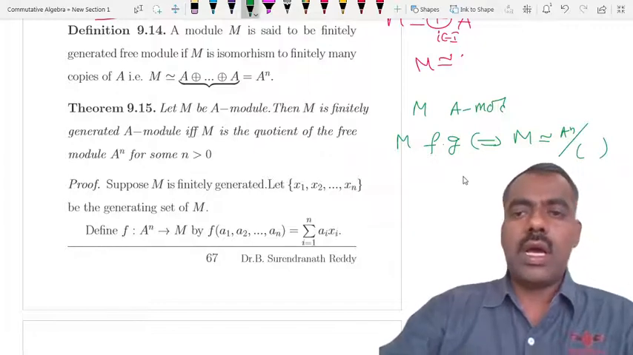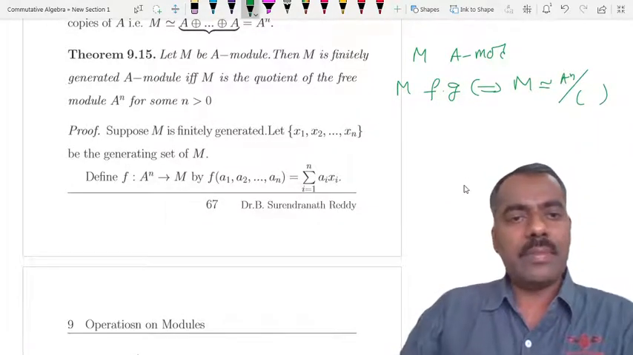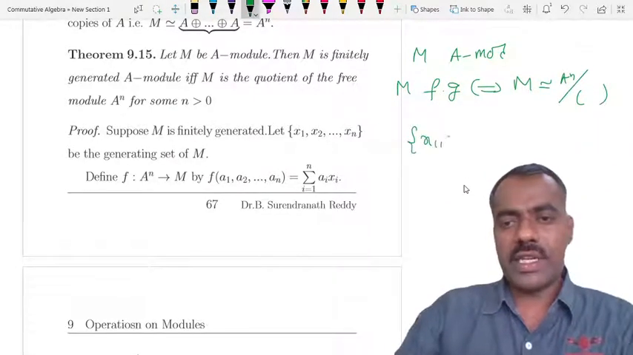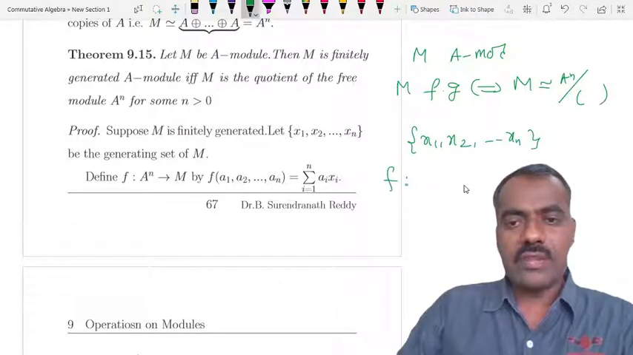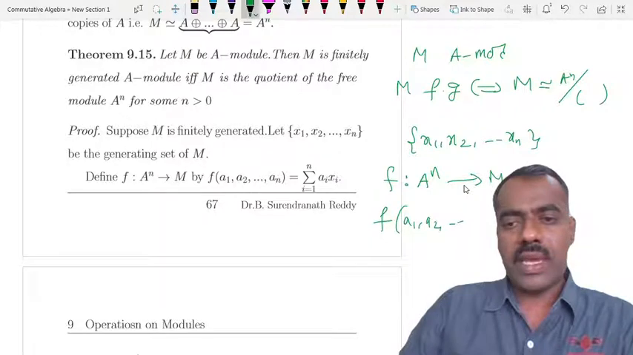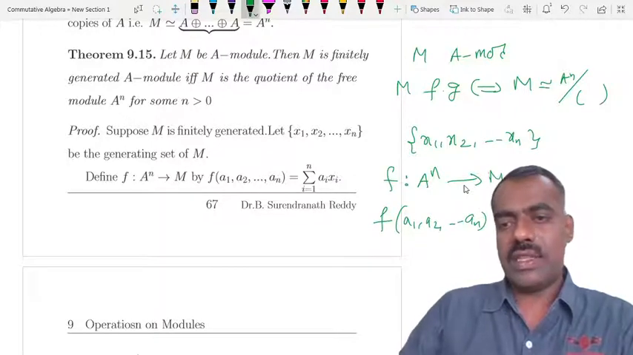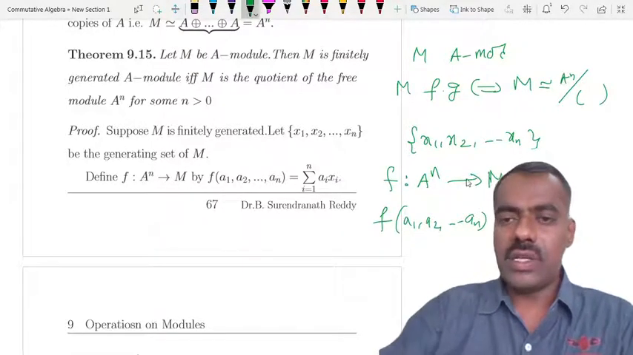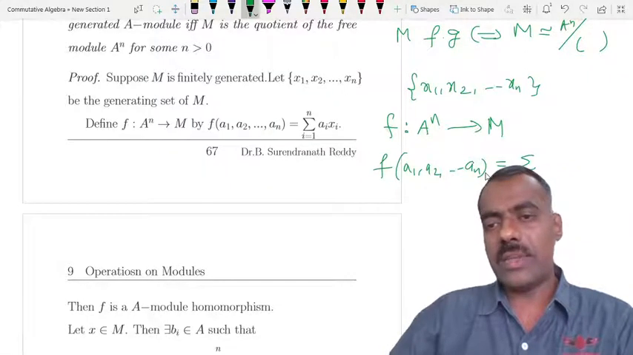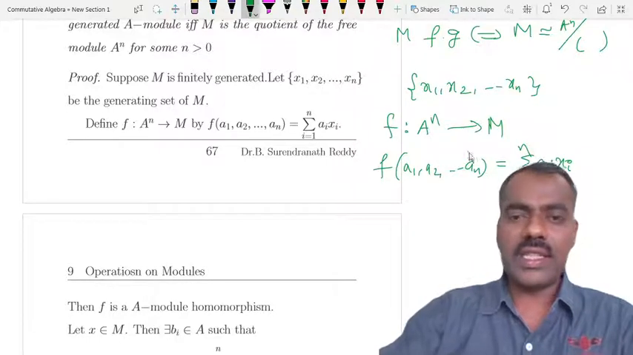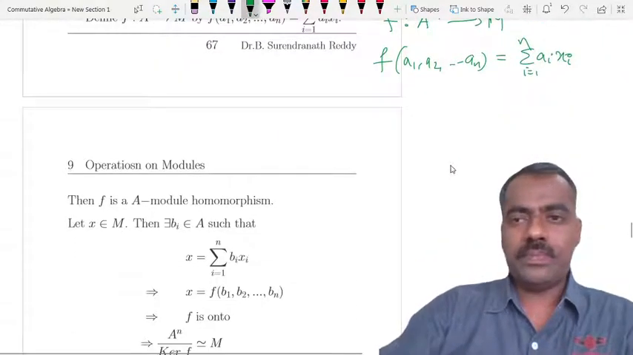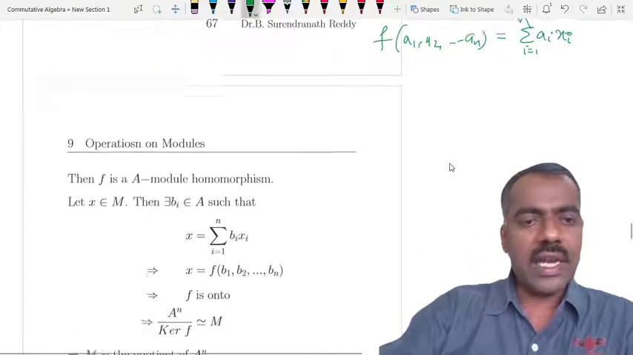The proof is not difficult because M is finitely generated, so we have a generating set x1, x2, ..., xn. Then you can define a map f from A^n to M. Simply, f of (a1, a2, ..., an): because for this M you have already a generating set, we want to send it to a unique element, so you send it to the summation of ai xi. Then you can check that it is a homomorphism, and precisely what the kernel is.